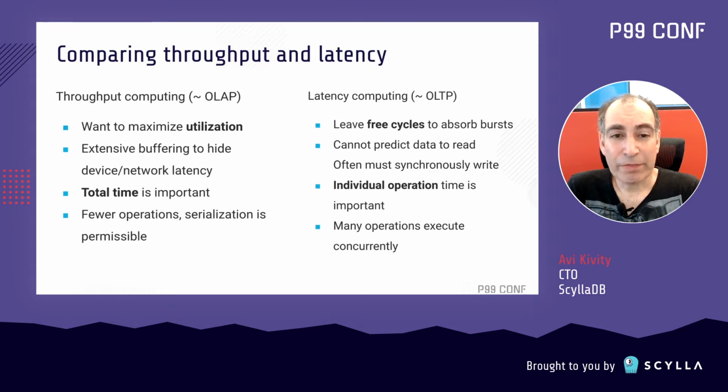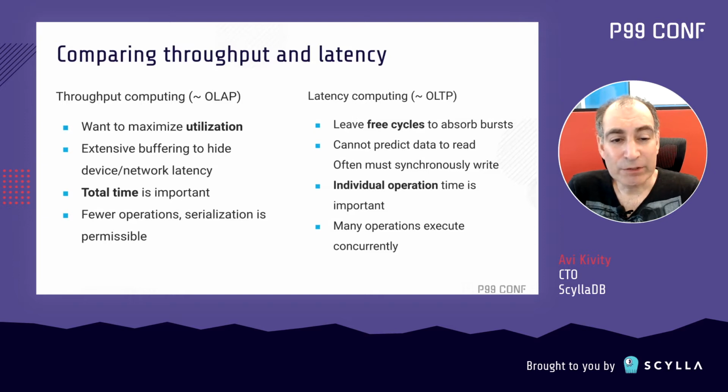In contrast, with latency computing, often called online transaction processing, we have to leave free cycles to absorb bursts. If we're running at 100% utilization and there is a surge of traffic, then we will have stalls and we won't be able to serve everything with reasonable latency. We cannot do buffering because it's hard to predict which data we will need to read. Of course, caching works, but we often do have to wait for data to arrive from disk or from the network. And often we must write synchronously to disk in order to ensure that the data is committed.